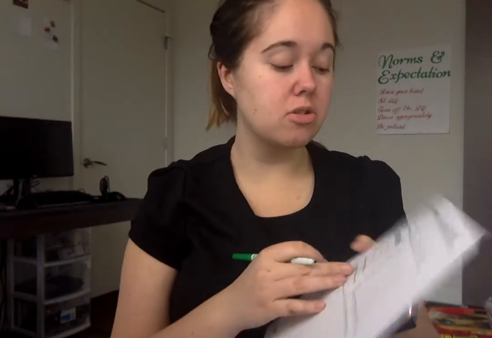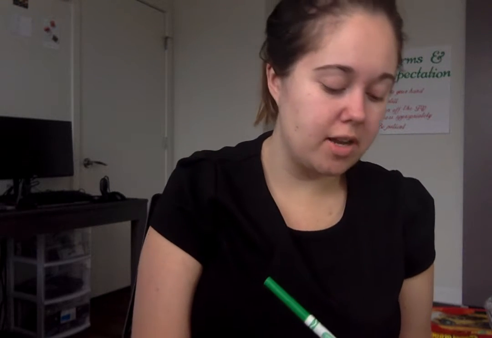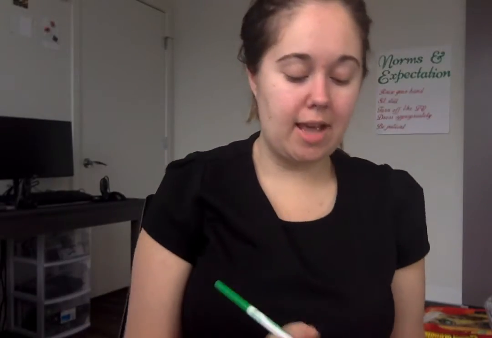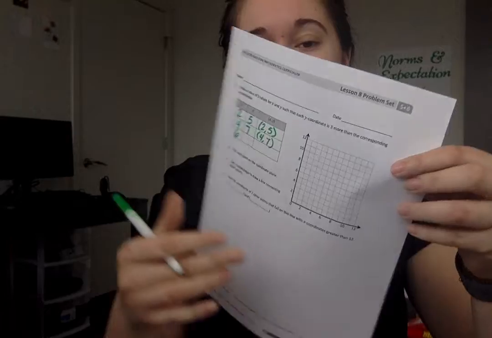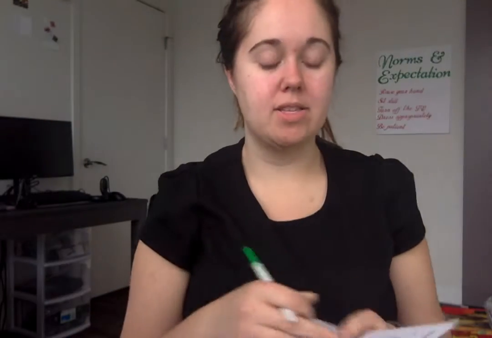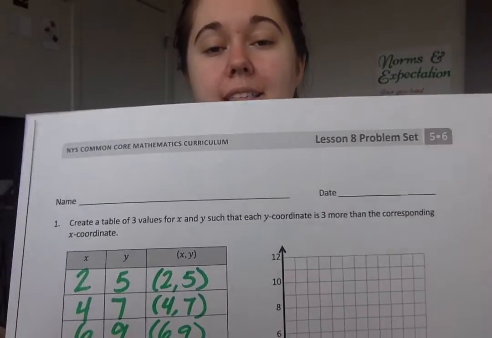So if x is 2 and the y coordinate is 3 more than that, 3 more than 2 is 5. Great. So then the coordinate would be 2, 5. All right, so then if x is 4, the y coordinate is 3 more than that, y is 7. 4, 7. And then finally, if x is 6, then y is 3 more than that, y would be 9. 6, 9. Let's go ahead and we'll start plotting those points.